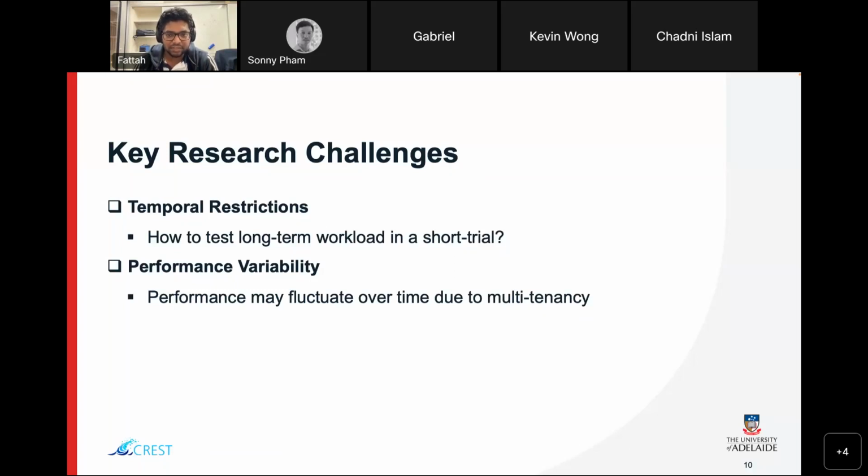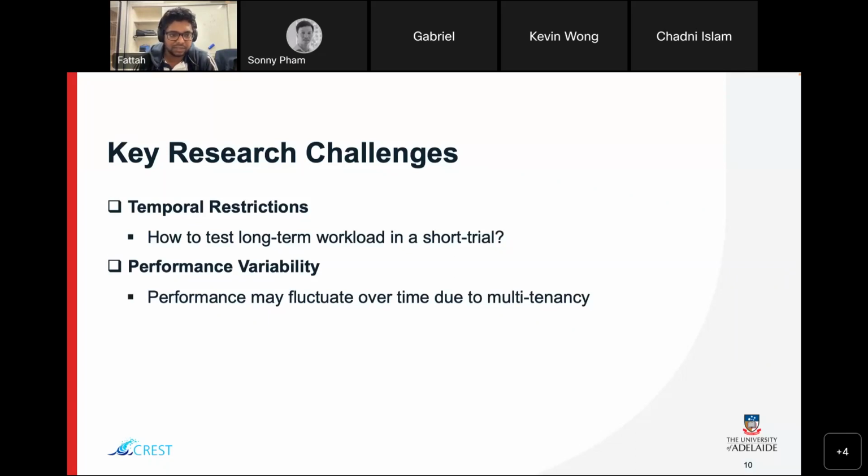The next challenge is even harder than the first one, which is the performance variability. Let's say we perform the trial in January. How can we be sure that in the next month the performance will remain the same? The reason is that most of these providers operate in a multi-tenant environment, therefore the performance may change over a period of time. However, this information is not readily available in the advertisements or anywhere else. So how do we deal with these two challenges?